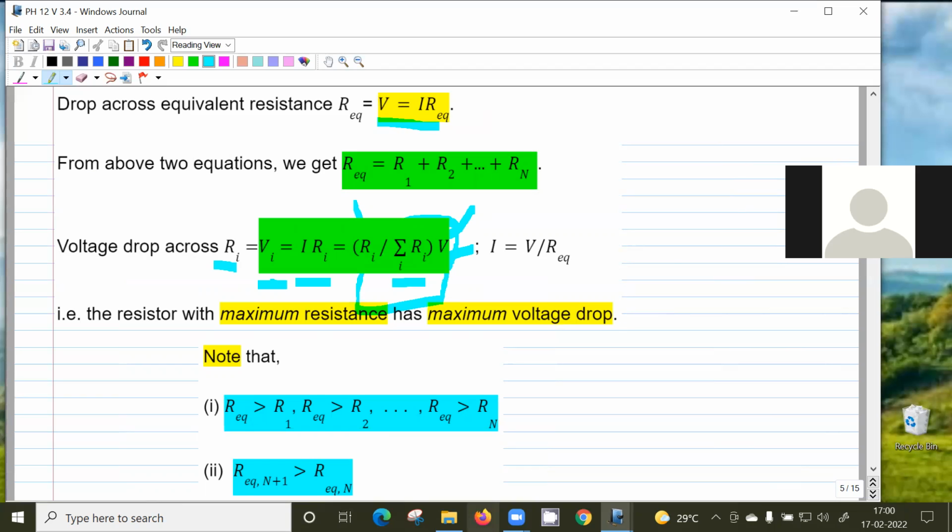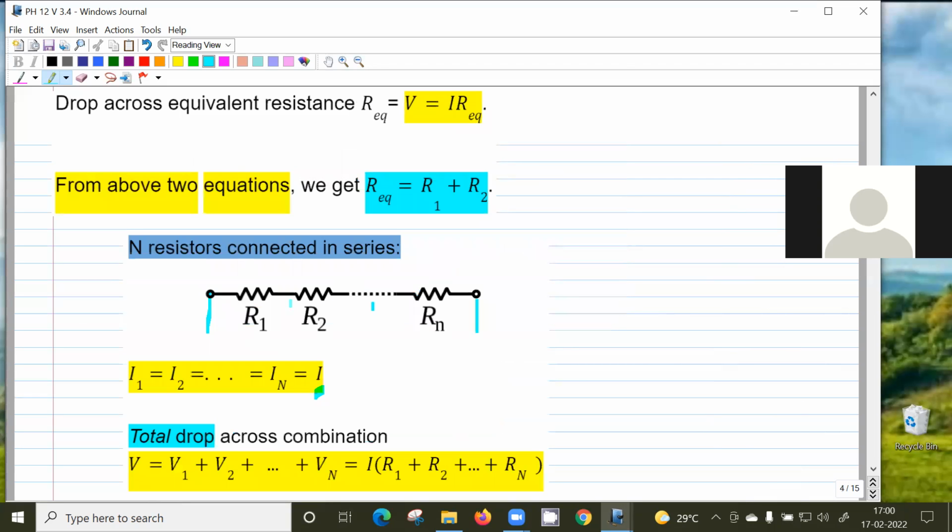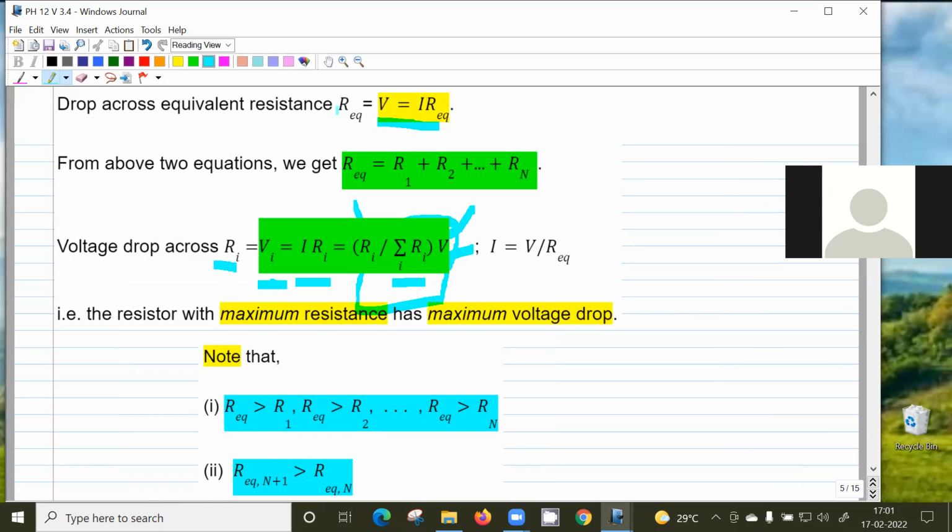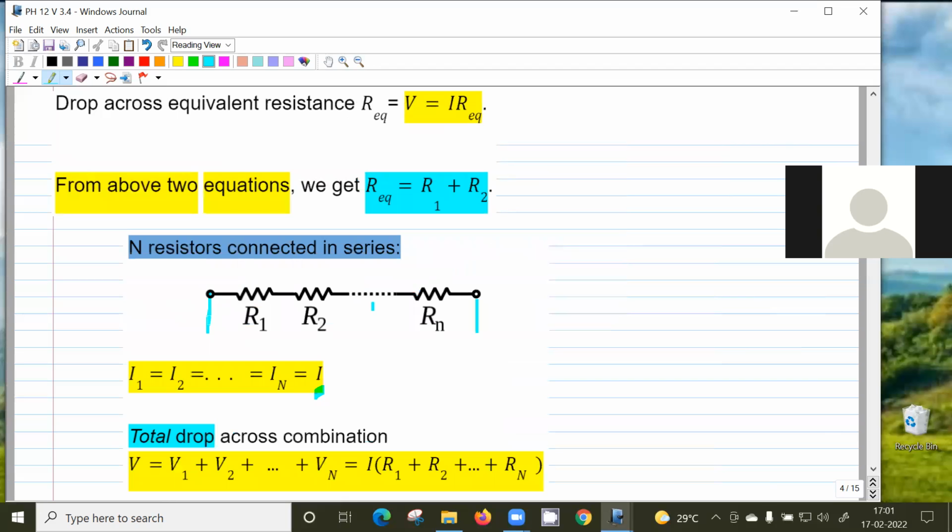So I is the same, which means V should be the EMF of the battery only, sir? I equal to V by R equivalent, so is that V the EMF of the battery only? No, whatever is the potential drop here. Don't talk about the battery case. In general, whatever is the potential drop from here to here, that potential is V equivalent, or we can say V.